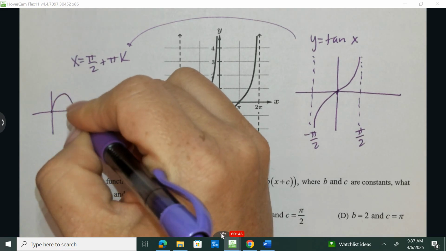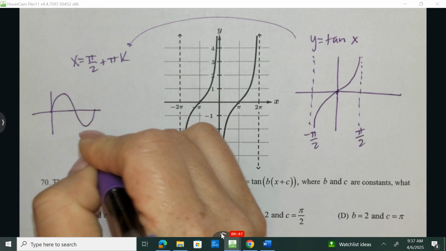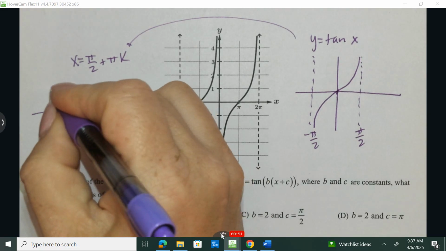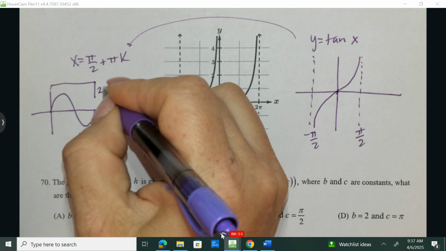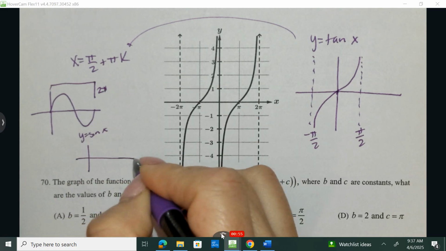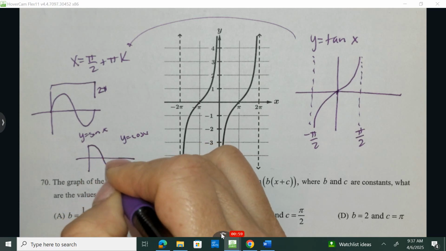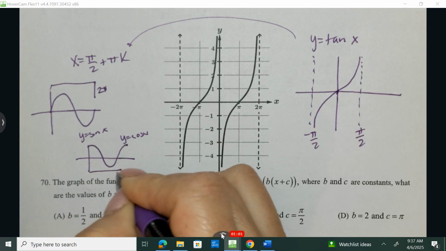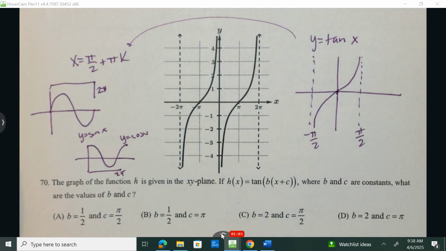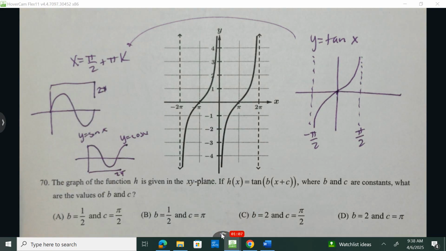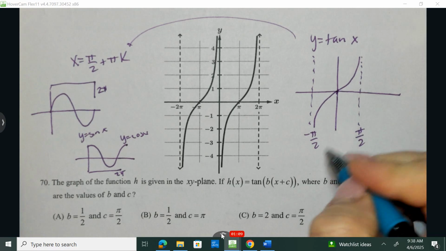The parent function for sine, so y equals a sine of x, or f of x equals a sine of x, has a period length of 2 pi. And the parent function for cosine also has a period of 2 pi. Now that is not the case for tangent. So 2 pi for sine, 2 pi for cosine, but for tangent it's not the case.